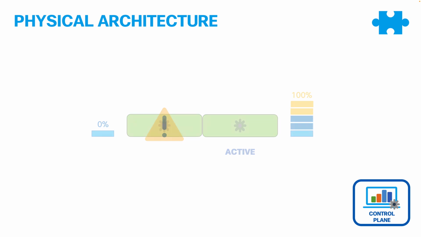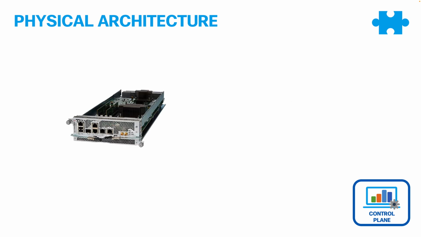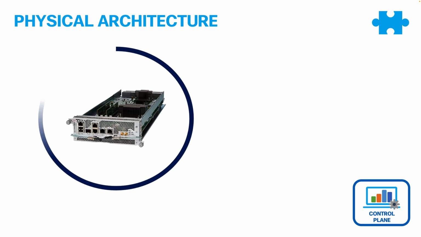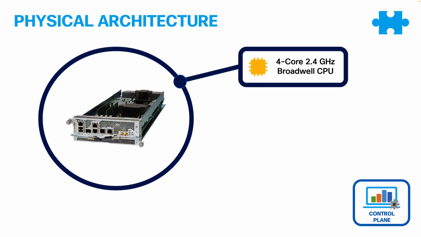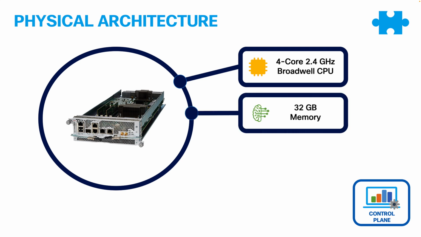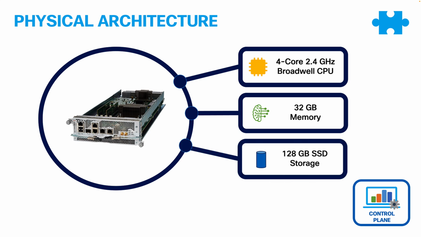As of the recording of this video, the Nexus 9800 supervisor's CPU complex is based on the 4-core 2.4 GHz Broadwell CPU. It has a default memory size of 32 GB, and there is a built-in 128 GB SSD to provide additional onboard non-volatile storage. But it doesn't stop there.